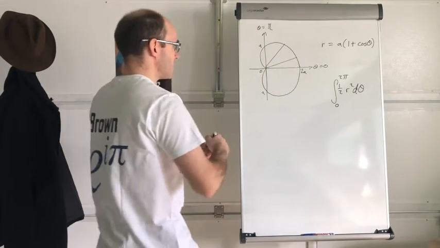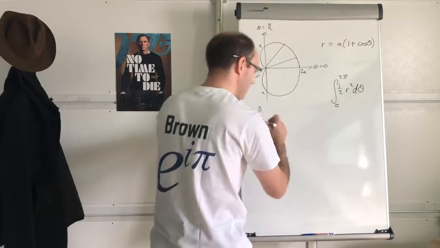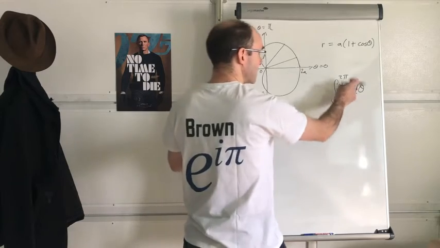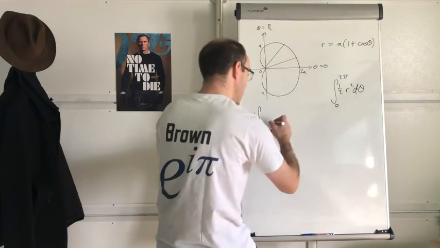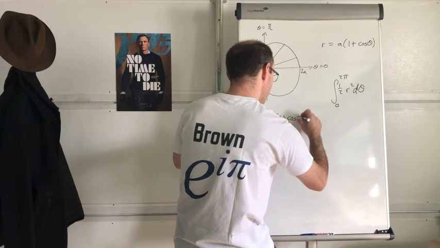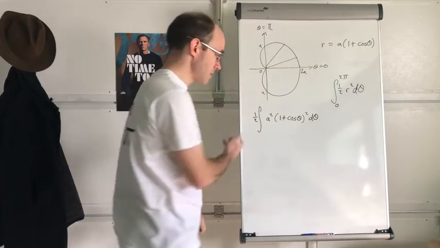So let's do this then. What I often do is put the half outside the integral bracket, and then r squared, which means you've got to square that, of course. So a squared, 1 plus cos theta squared, d theta. That is it. That's your method. That's what you've got to do.